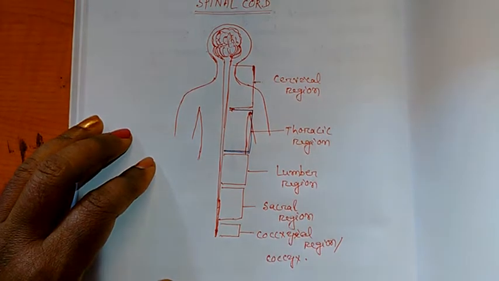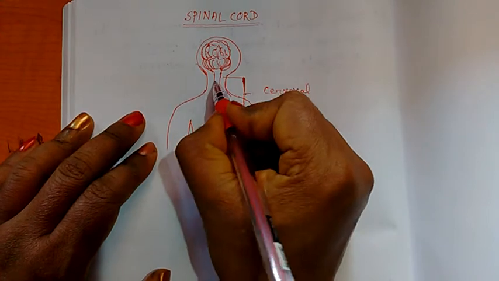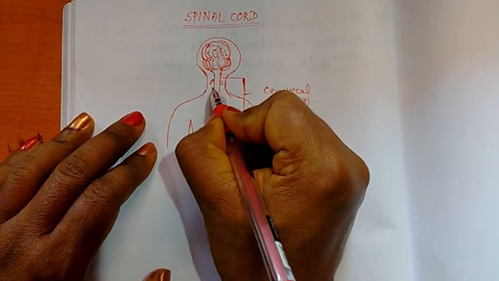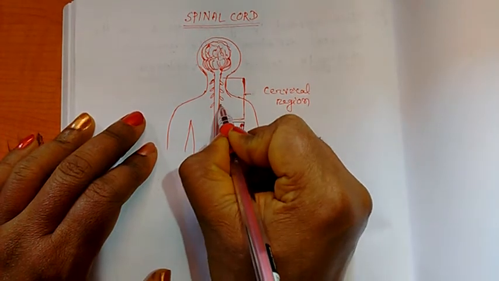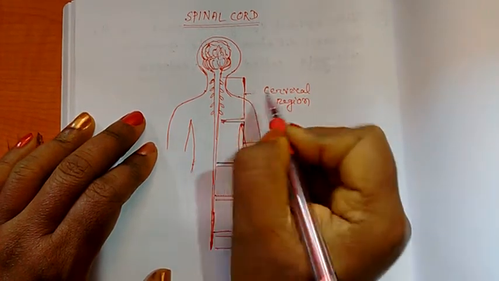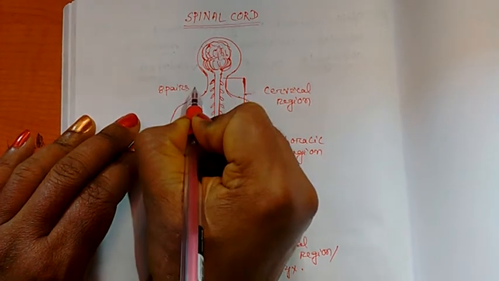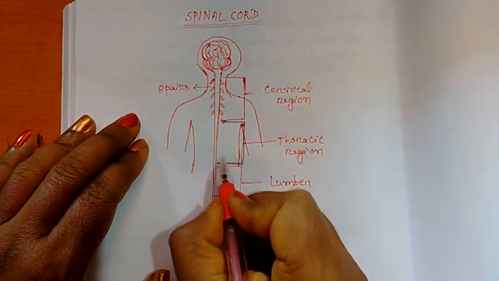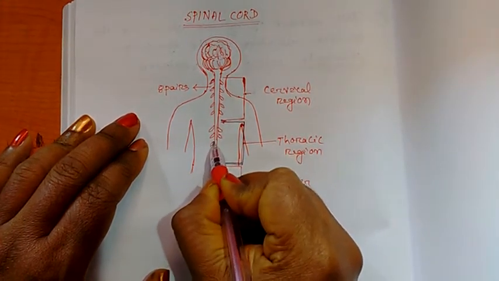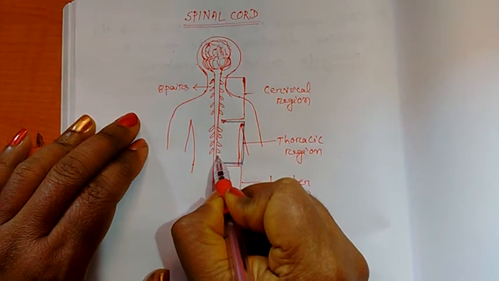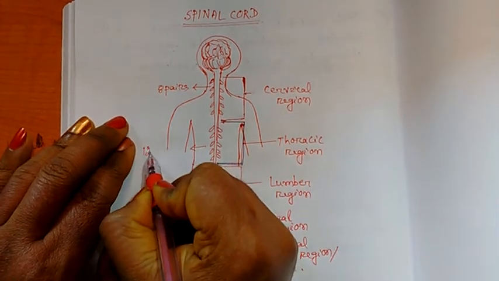And from this spinal cord, spinal nerves arise. From the cervical region, cervical spinal nerves arise. There are 8 pairs of cervical spinal nerves. Next, the spinal nerves arising from the thoracic region are called thoracic spinal nerves, that is 12 pairs.